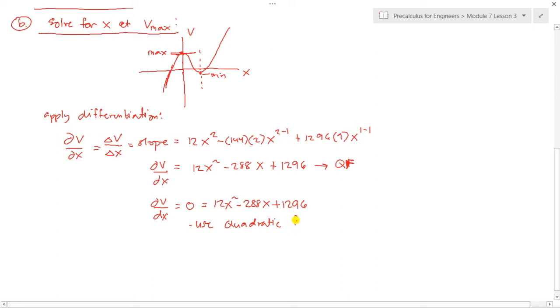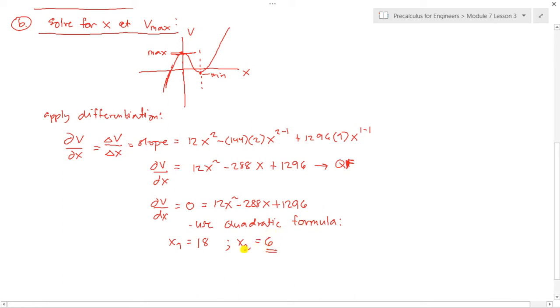So, quadratic formula. If you have a scientific calculator, go to equations and click on the quadratic formula. Enter 12, minus 288, then 1296. The first root is 18, so x sub 1 is equal to 18. The second root is 6.